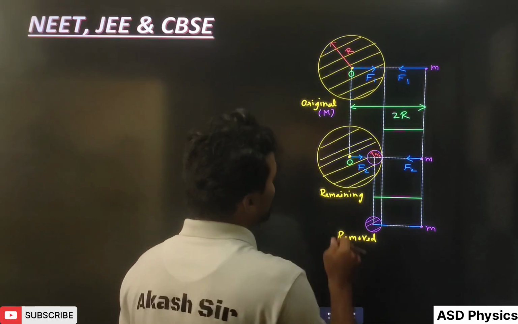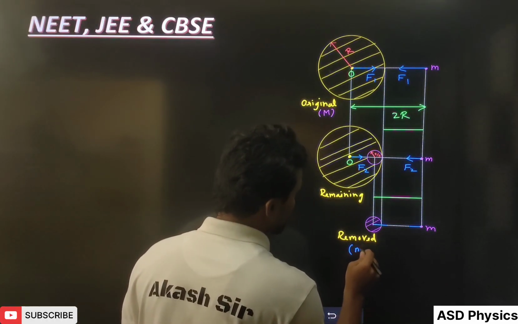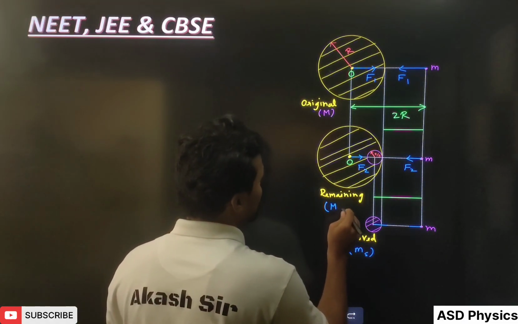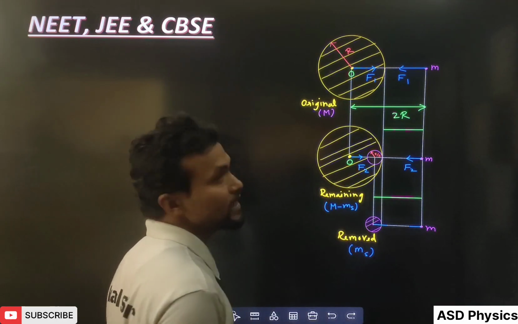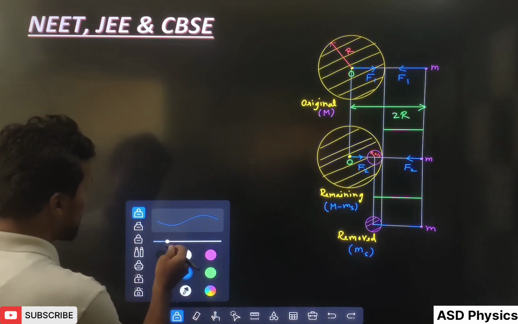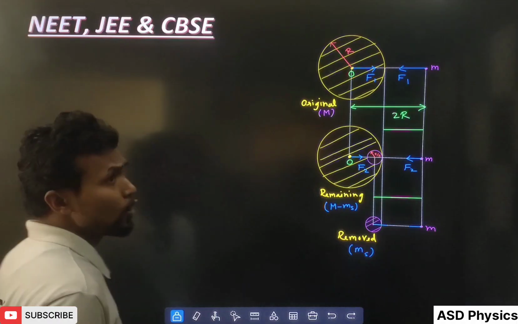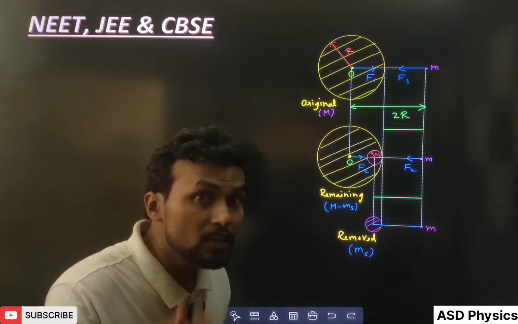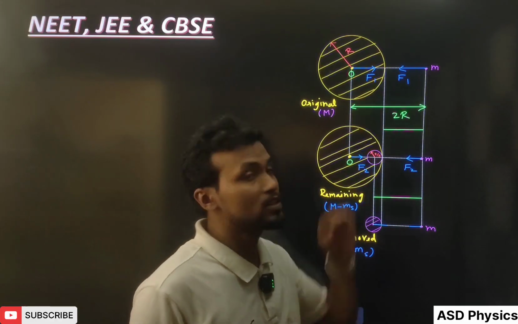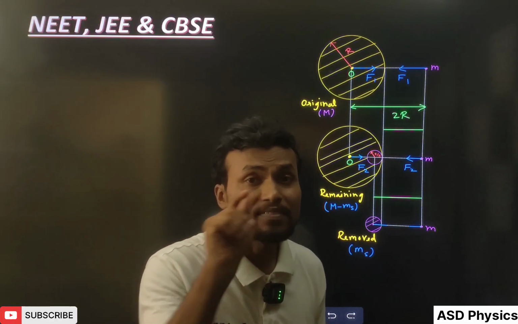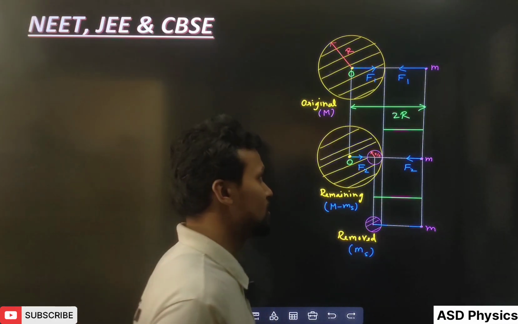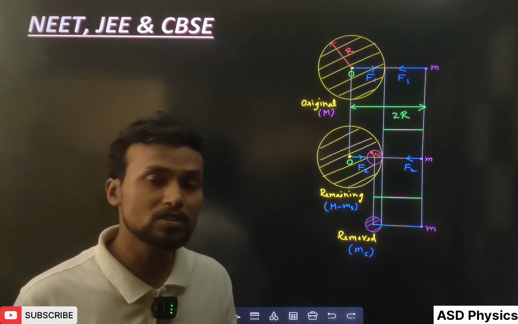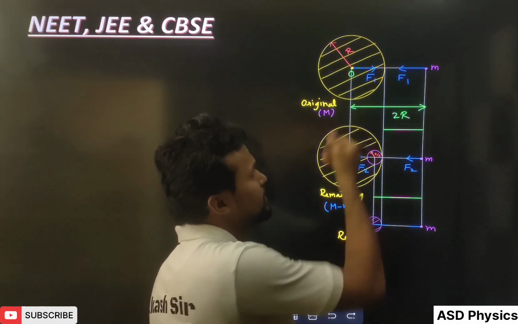Here you can see very well. Let's take the removed sphere as having mass ms. Then the remaining sphere will have mass M minus ms. Here we are going to apply the principle of superposition. Which will be smaller, F1 or F2? F2 will be smaller than F1. Why? Because force is directly proportional to the product of the masses. The mass of m is the same, but the mass of the sphere is reduced, so the force will also reduce. Anyhow, F2 will be less than F1.